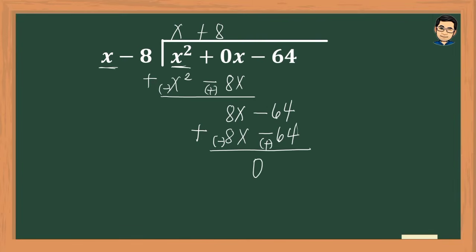It means, x squared minus 64 divided by x minus 8 is equal to x plus 8. So, x plus 8, ito po yung quotient. So, para malaman kung tama ba yung naging sagot, simple lang po. Yung quotient na nakuha, i-multiply lang po sa divisor. So, let's check.